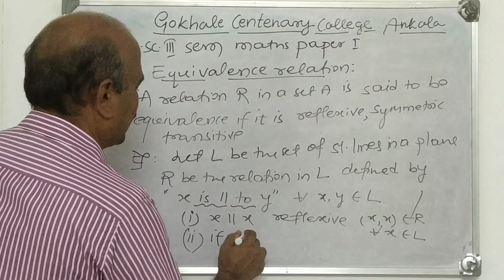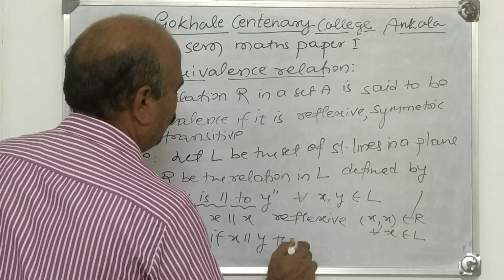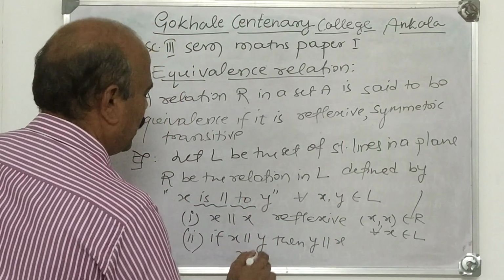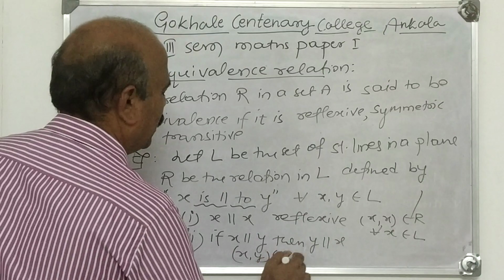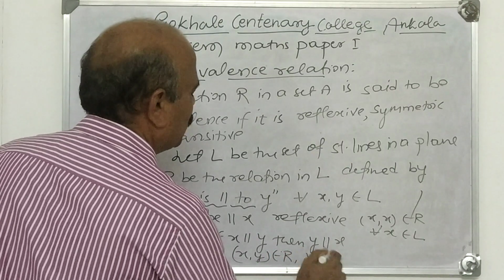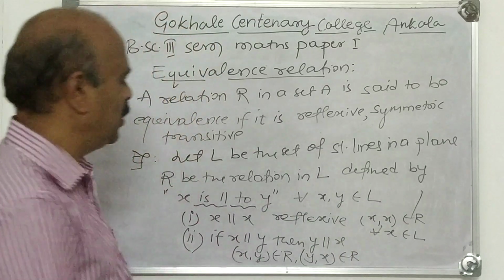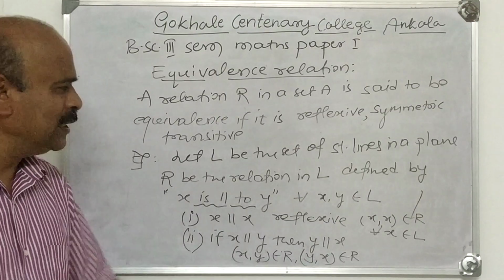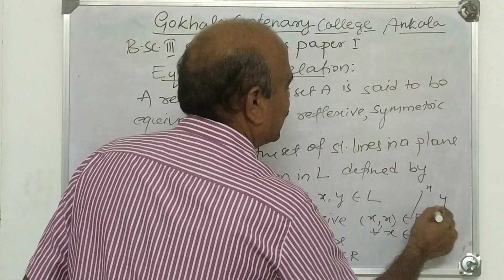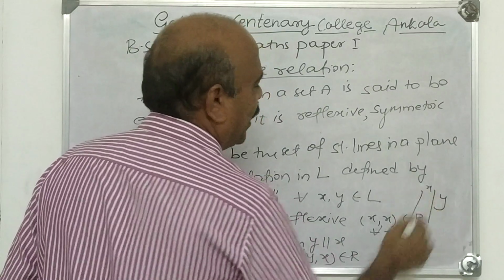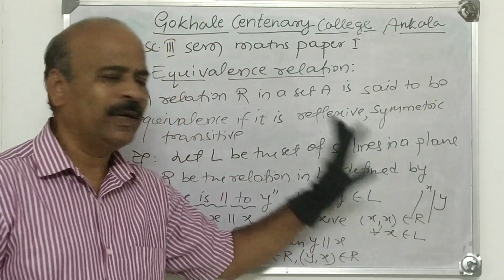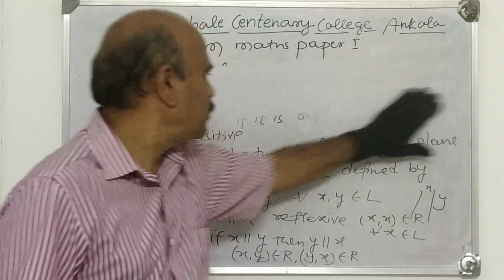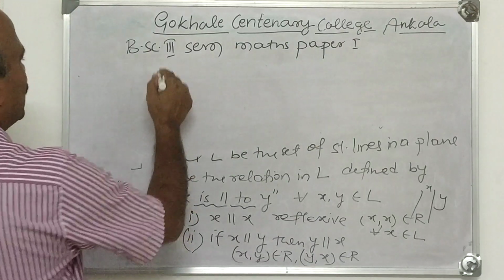Second, if X is parallel to Y, then Y is parallel to X. In terms of our notation, if (x, y) belongs to R, then (y, x) belongs to R. What do you mean by (x, y) belongs to R? X is parallel to Y. X is parallel to Y implies Y is parallel to X, because take two parallel lines, X and Y. Therefore, it is symmetric.